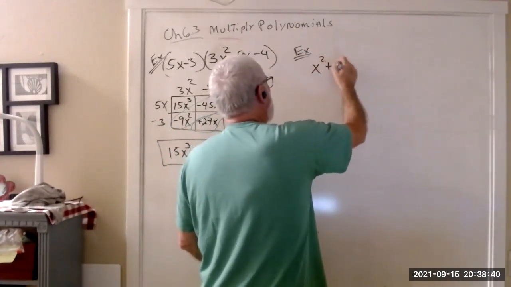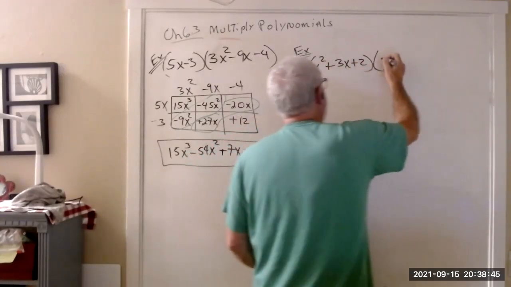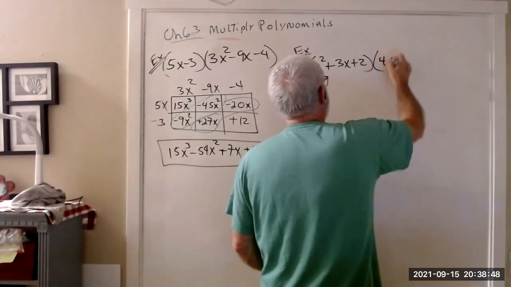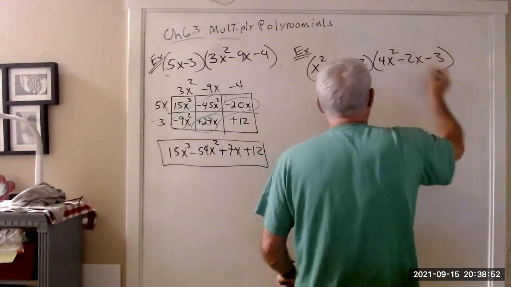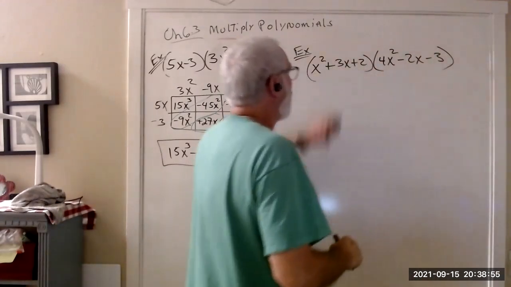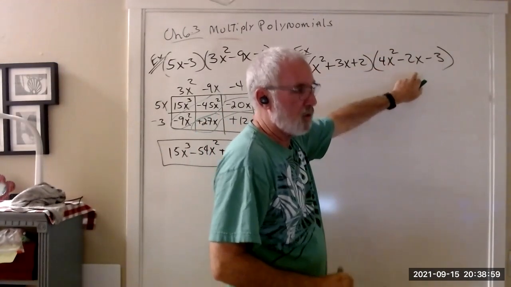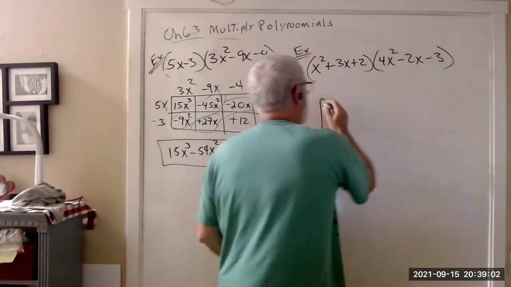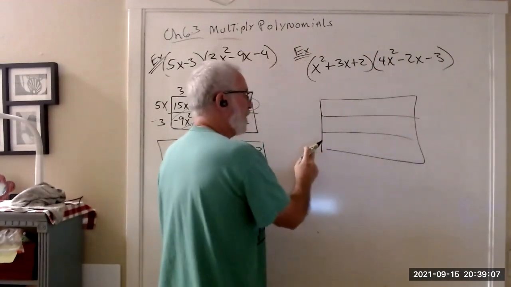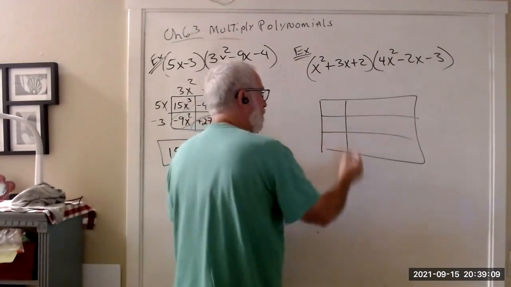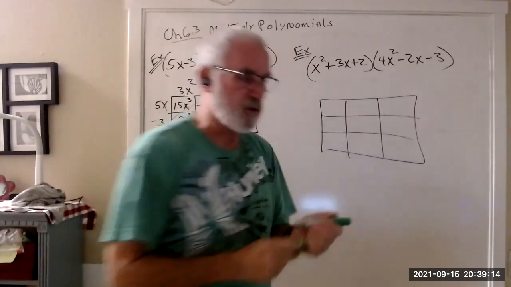x squared plus 3x plus 2 times 4x squared minus 2x minus 3. A trinomial times a trinomial. Give you a hint. If you make a box, it should be 3 things this way for the first trinomial, 3 things this way for the second trinomial. See if you can do it.